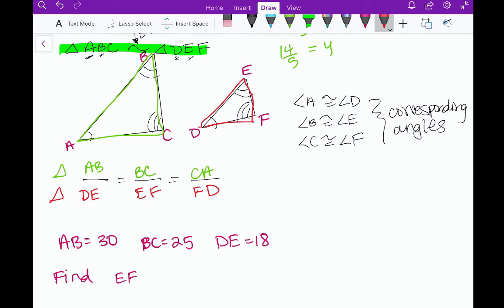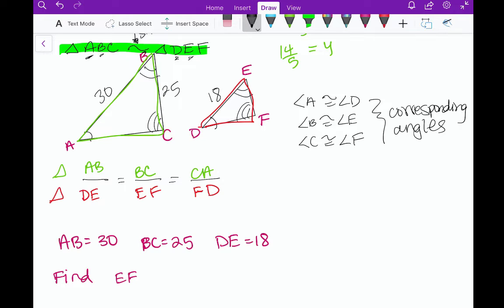So now we're going to actually solve a problem here. It says AB is 30, BC is 25, DE is 18, and we need to find EF. So I'm going to go ahead and label this. AB is 30, BC is 25, DE is 18. I will caution you that similar figures are not always drawn to look like each other. Sometimes one is twisted around or turned around. So make sure you know what parts correspond. This one is pretty obvious.